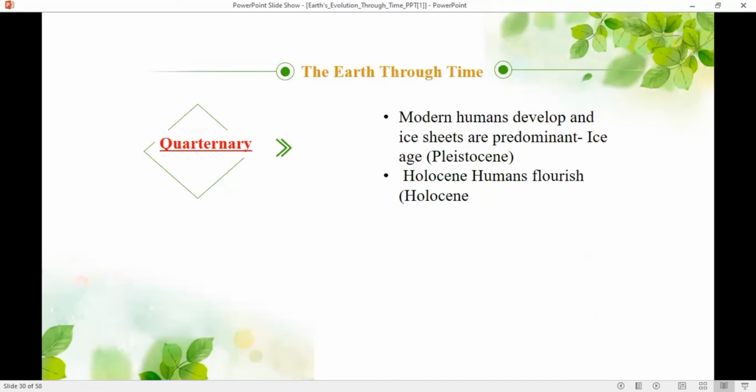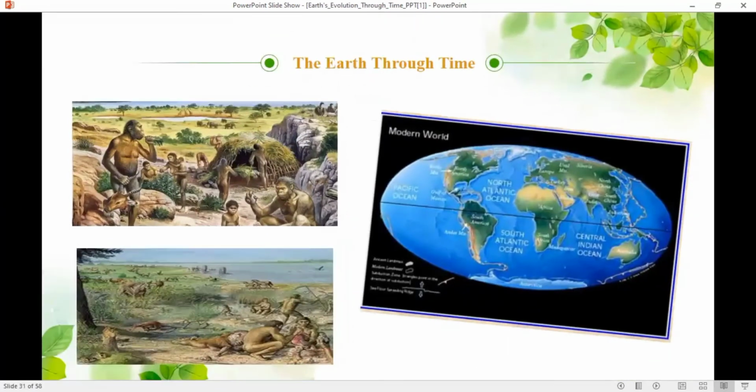The Quaternary Period, where modern humans develop and the ice sheets are predominant, or the Ice Age, and the Holocene where humans flourish. The Quaternary Period was the last period of the Cenozoic era, and this is where the first humans appear. We are living in this period, which began approximately 2.58 million years ago, which means that modern humans were present in this period. As you can see in the picture, there are pictures of the humans that appeared in the Quaternary Period.